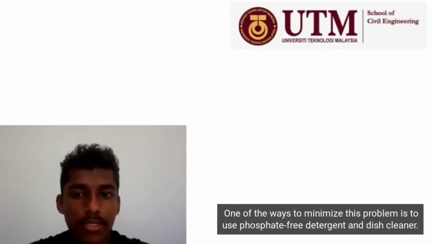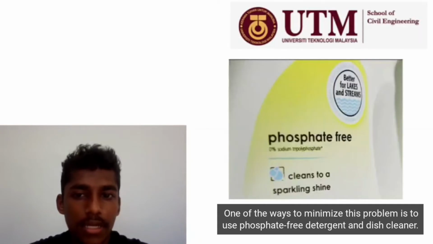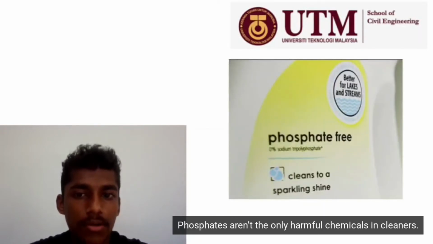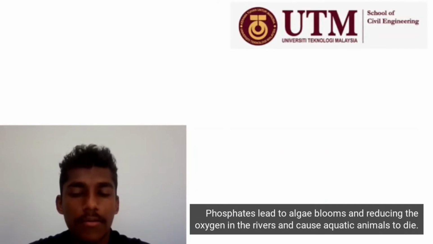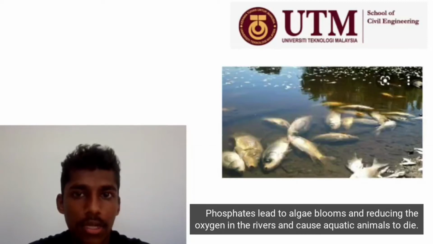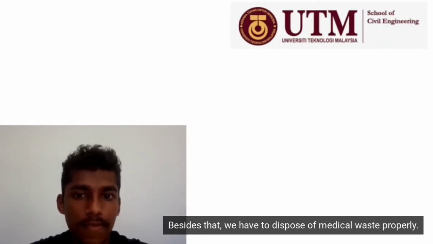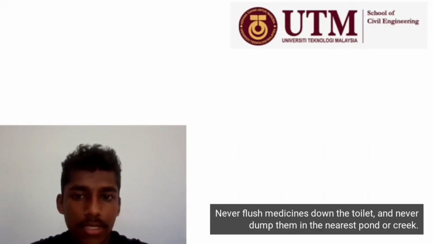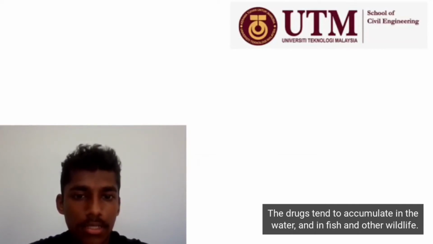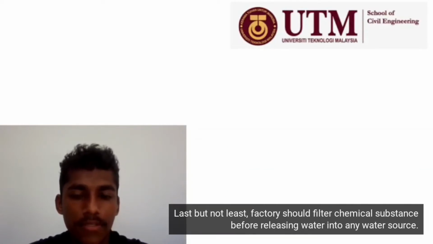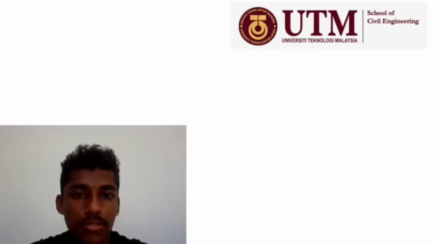One of the ways to minimize this problem is to use phosphate-free detergent and dish cleaners. Phosphates are harmful chemicals in the cleaners, which lead to algae bloom and reduce the oxygen level in the rivers and cause aquatic animals to die. Besides that, we have to dispose of medical waste in a proper way. We should never flush medicines down the toilet and never dump them into the nearest pond or creek. The drugs tend to accumulate in the water and in the fish and other wildlife. Last but not least, factories should filter chemical substances before releasing the water into the water source.